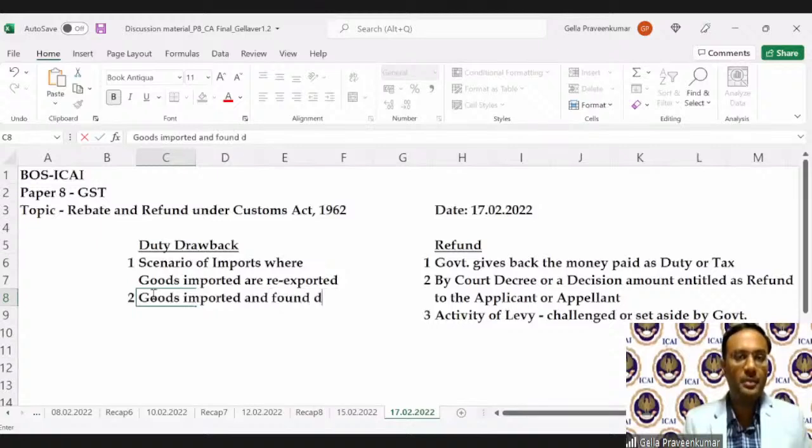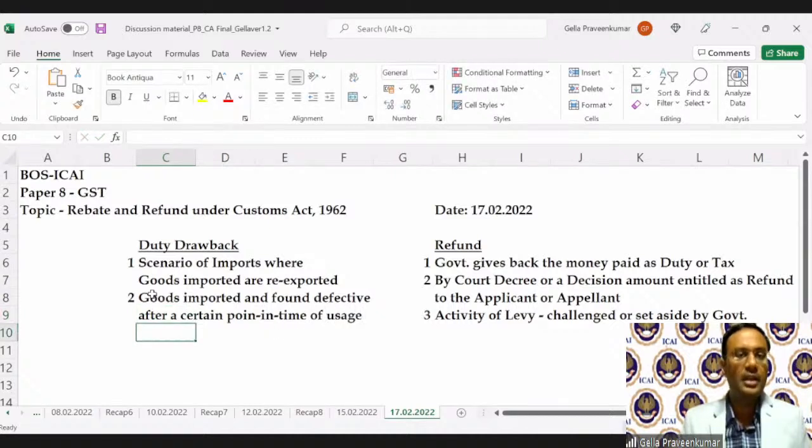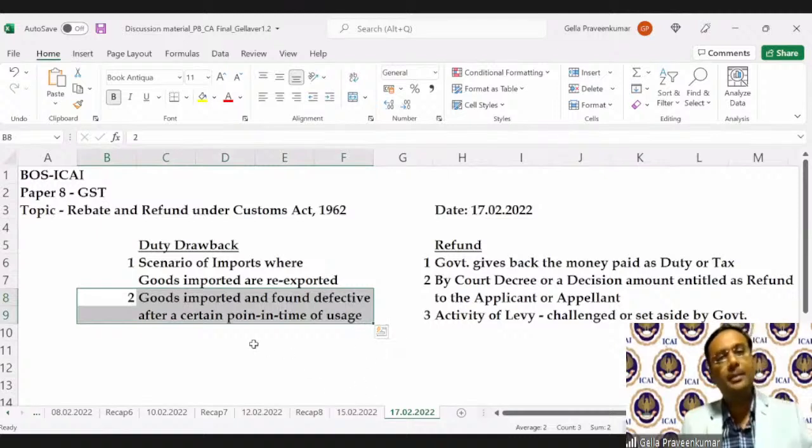Or a scenario could be there, goods imported and found defective after a certain point in time of usage. Now, there could be a scenario where, say, I have imported a laptop. This laptop has not been functioning well. There has been some sort of teething issues. There could be some sort of operational issues. So you are not comfortable with that particular goods. So what you do? In the process of usage, you will try to get a service done. You notice that there is no improvement on the particular article and it is of no use for you. So you would like to send it back to the person who has sent that particular goods to you.